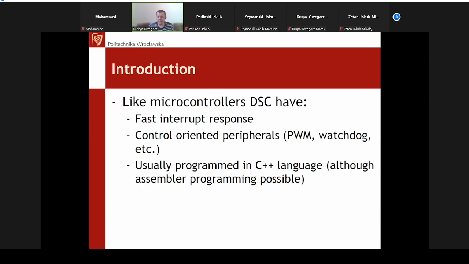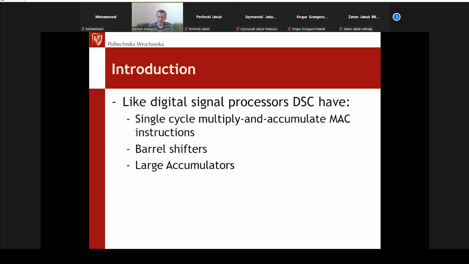So in the case of DSCs, they have a microcontroller-like construction, so it's possible to use simple C++. That's it. Yet these additional features are coming mainly from DSPs. So yeah, here single cycle MAC, but I would add here large accumulators. Yeah, sorry, that's not exactly the most important.